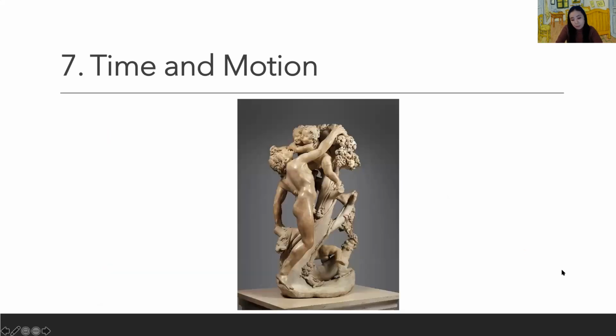For example, this is a marble sculpture by Gian Lorenzo Bernini, a Baroque artist of the 17th century. There is no actual movement in this sculpture. However, the figures' poses are so dynamic and theatrical that we feel we are in the middle of the action. That is called implied motion.